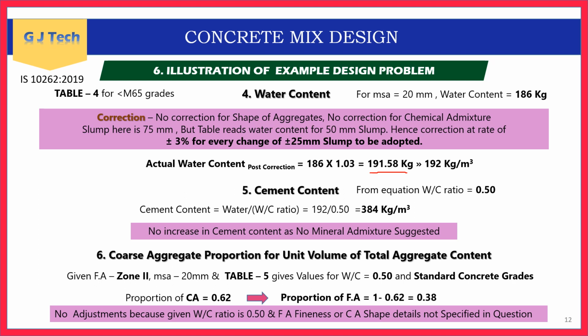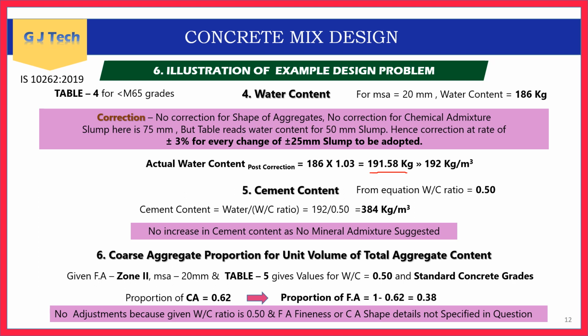Next is cement content. Cement content is calculated from the water cement ratio. The water cement ratio is 0.5, and the water content is 192 kg per meter cube. Simplifying and solving, we get a value of 384 kg per meter cube.